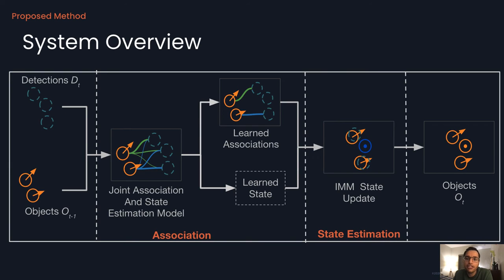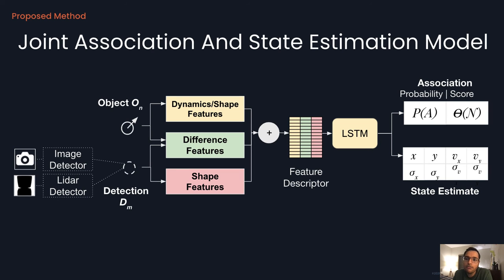We take in an input detection from time t and passed objects from time t-1. We perform joint association and state estimation to get learned associations and a learned tracking estimate for each potential association. We use these inside an interacting multiple model or IMM filter, which is a combination of multiple EKFs and the learned state estimate. After the state update from the IMM, we finally get the updated set of objects at time t.